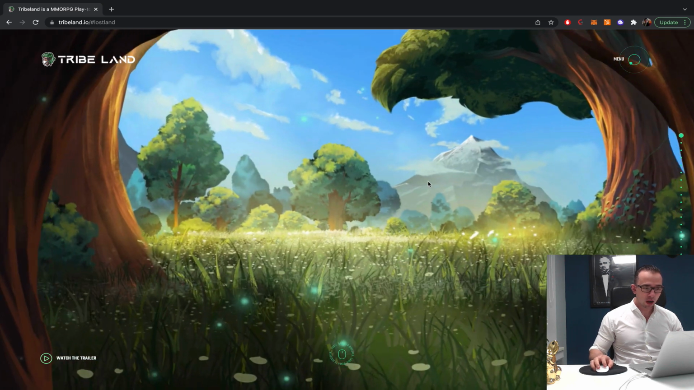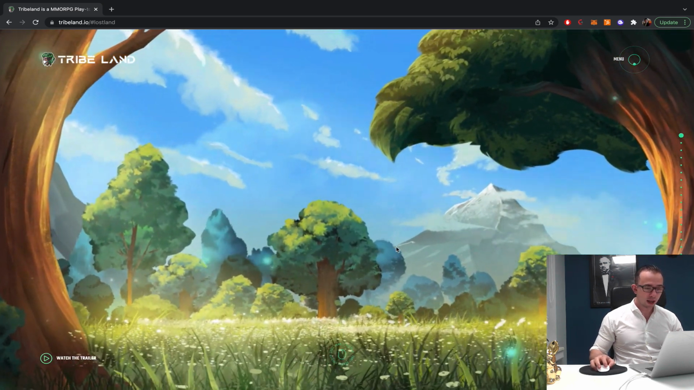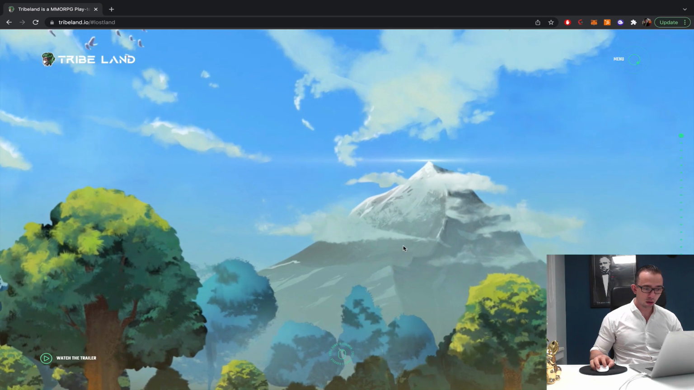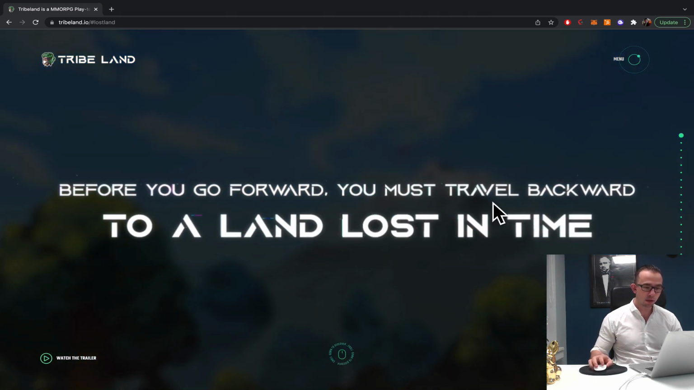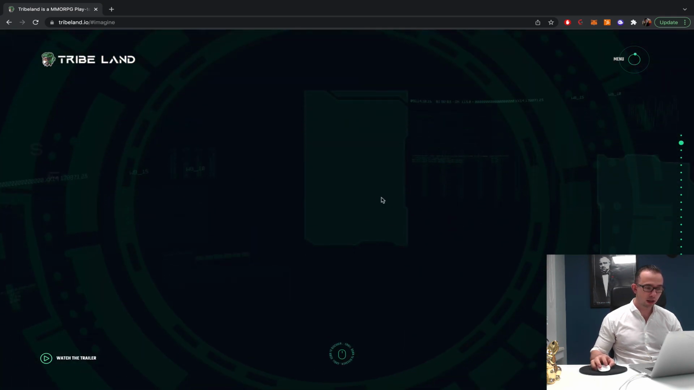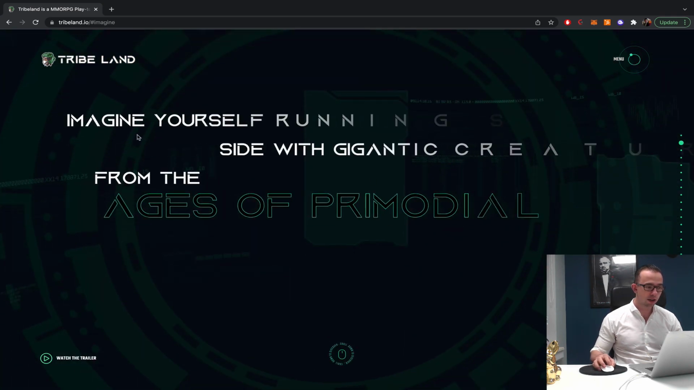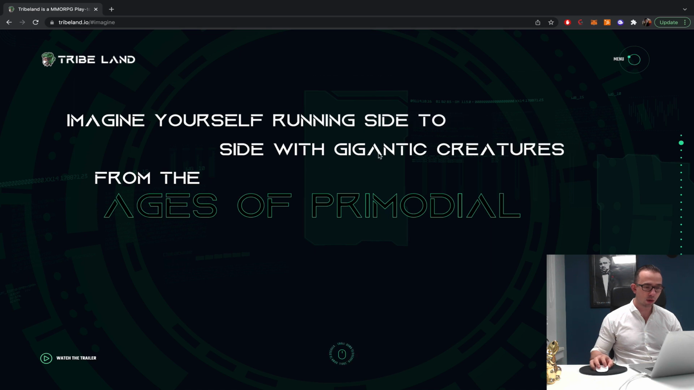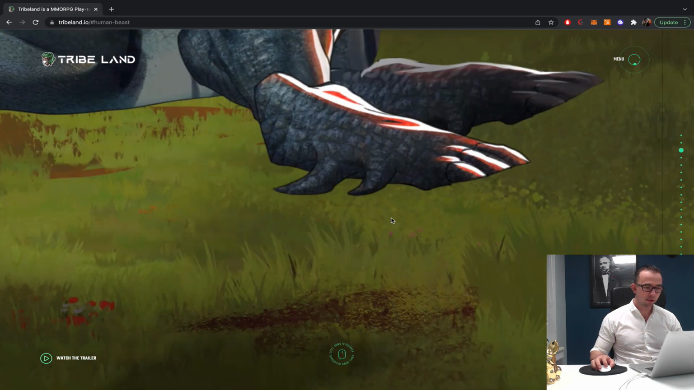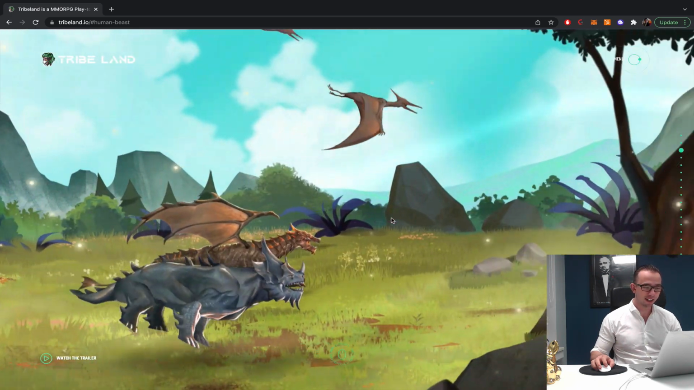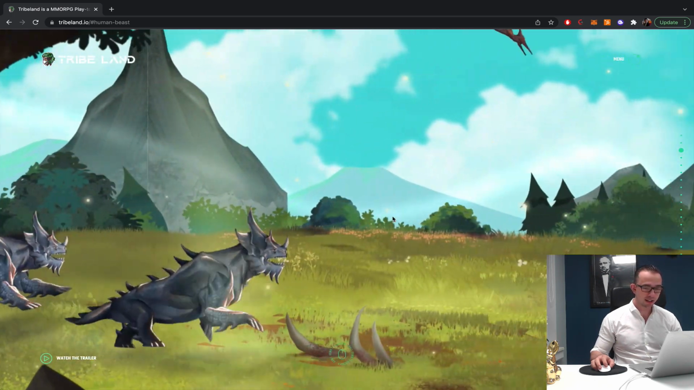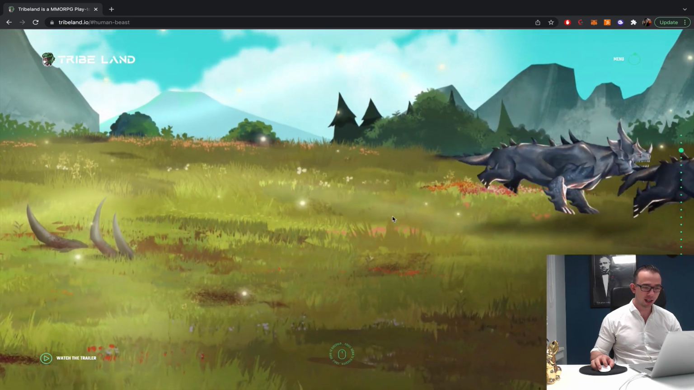We are on the website. It looks like they are in a dinosaur kind of environment. Kind of looks like Jurassic Park. Before you go forward, you must travel back. Where to a land? I couldn't even read it. It went that fast. Imagine yourself running side to side with gigantic creatures from ages of... Okay. And then what? So it's like a trailer. I put the sound off just so I can focus on the recording. But this looks really, really great in terms of the website.